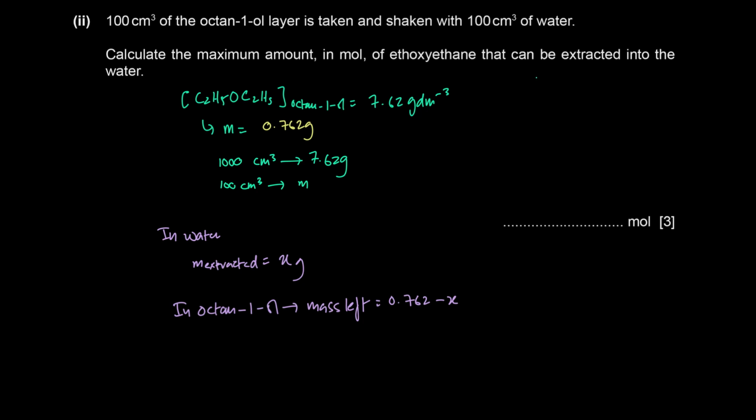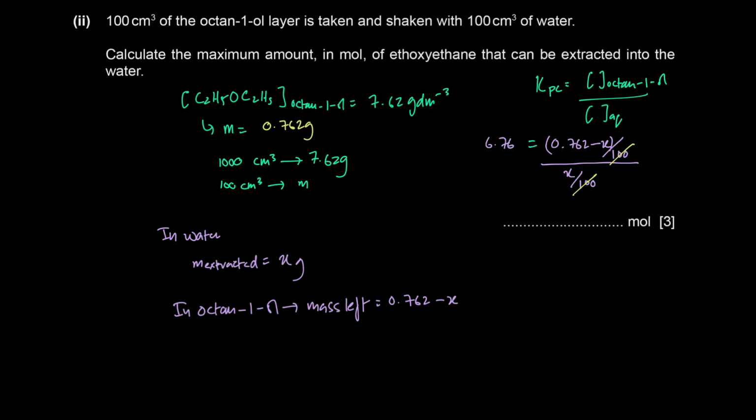So can I say over here that the KPC that I have is equal to the concentration in octan-1-ol divided by the concentration in water? I'm not writing the whole thing here, but I know that the concentration in octan-1-ol is, I have 0.762 minus x grams in octan-1-ol, and I have 100 cm cube of octan-1-ol. And I have x grams in water and I have 100 cm cube of water. So this simply cancels out, and this is equal to the partition coefficient, that is 6.76.